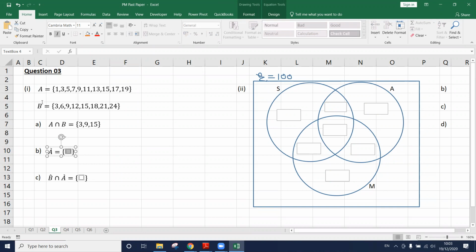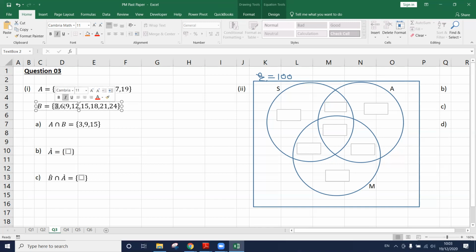Right? Compare these two, A and B. Which elements are not in A? Which elements of B are not in A? But is three in A?